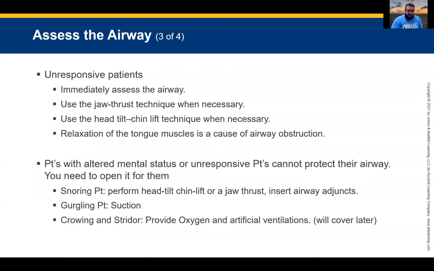A snoring patient, perform a head tilt chin lift or a jaw thrust and insert an airway adjunct. We'll go over what those particular adjuncts are later. If they're gurgling and it sounds like they're drowning in water, use your suction device. If they're crowing and have stridor, you want to provide oxygen and artificial ventilations. And yes, we will cover that later in the respiratory chapter. But just opening the airway, that may be all that patient needed. It's just that they're not in the right position to breathe, and they just need you to realign them. They're still unresponsive, yes, but we're trying our best, non-invasively, to fix what's going on. Maybe we have to put an airway adjunct in there to help control that airway and push forward, and we're still doing fine.